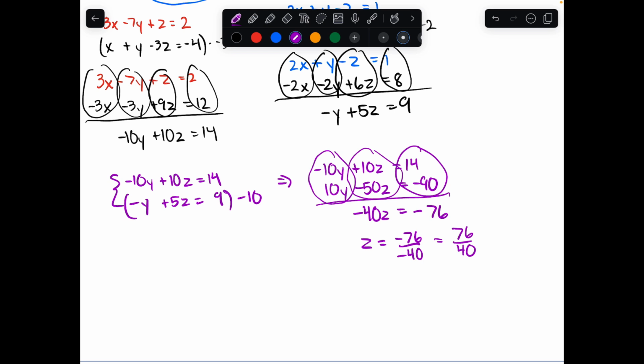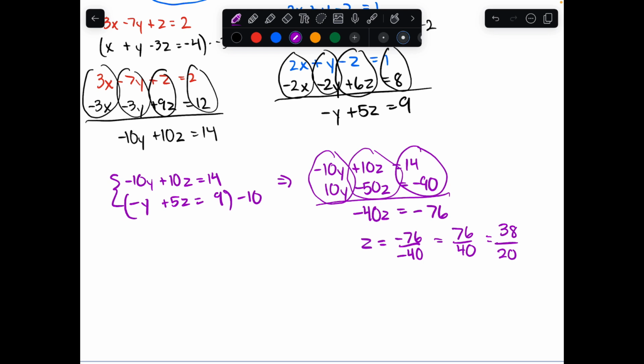Now, I imagine the answer isn't immediately jumping out at you as to how this can simplify down, but one good trick is to notice that this is an even number divided by an even number. So they're both divisible by 2. So I can divide both of them by 2. So 76 divided by 2 is 38, and 40 divided by 2 is 20.